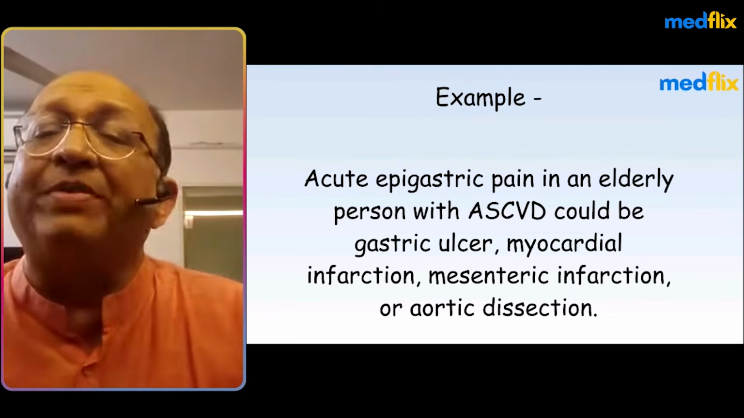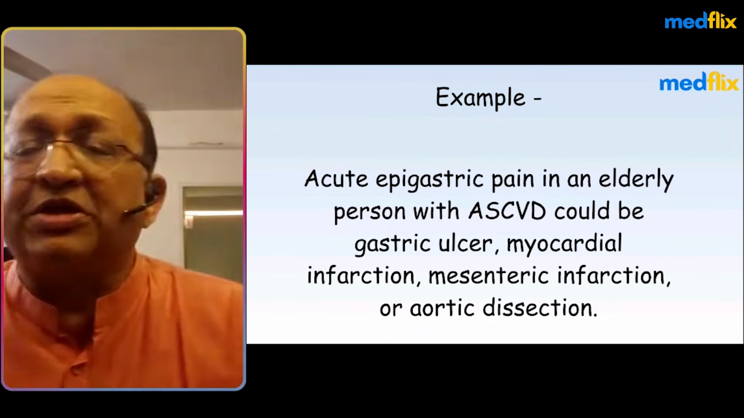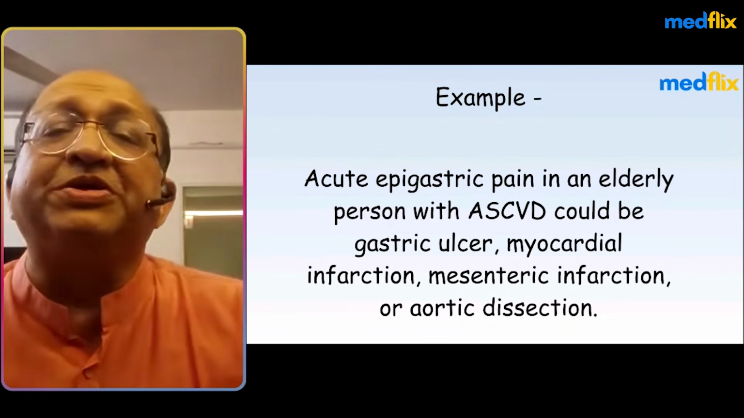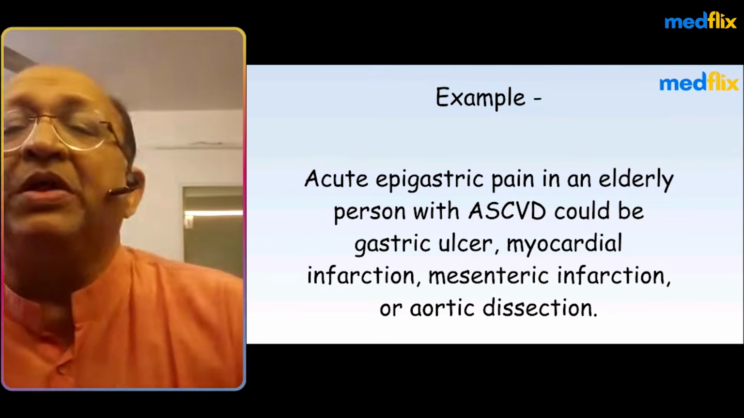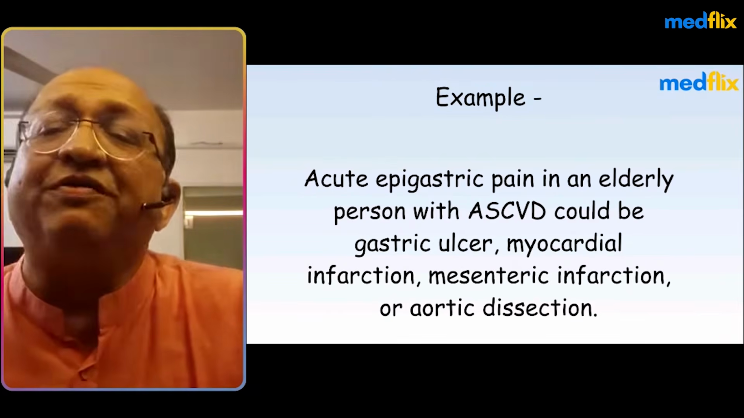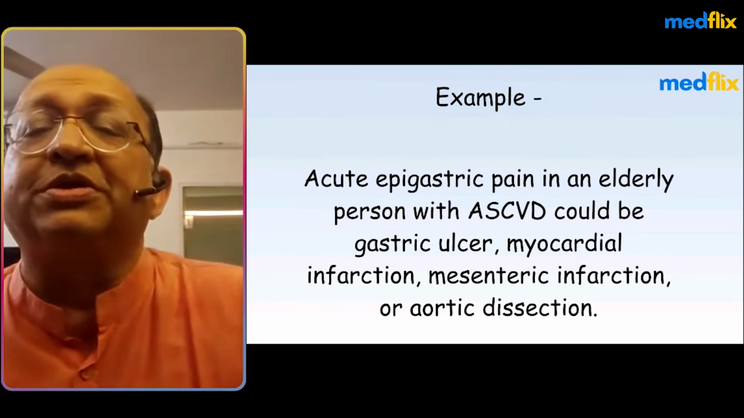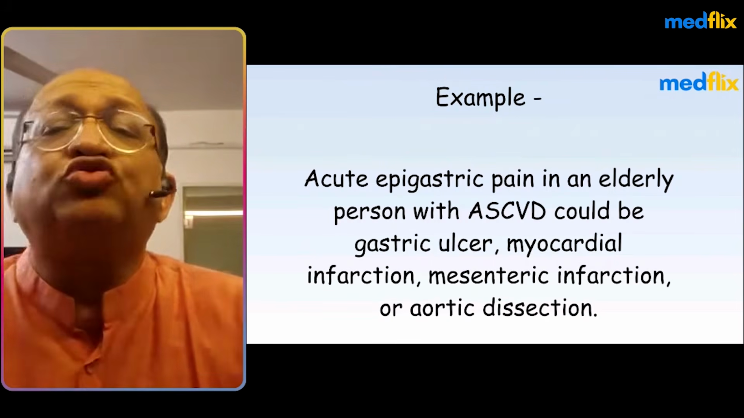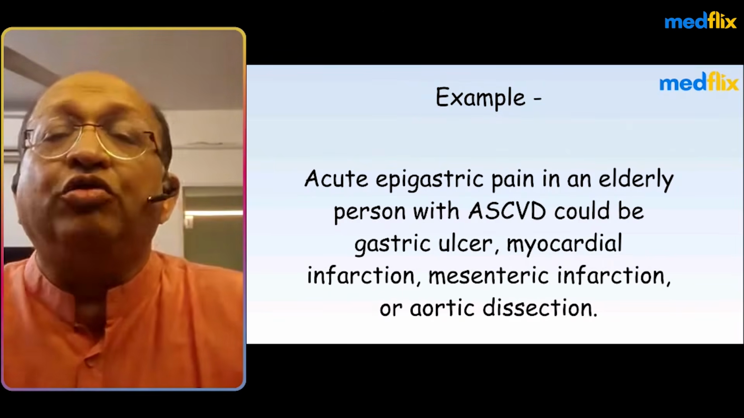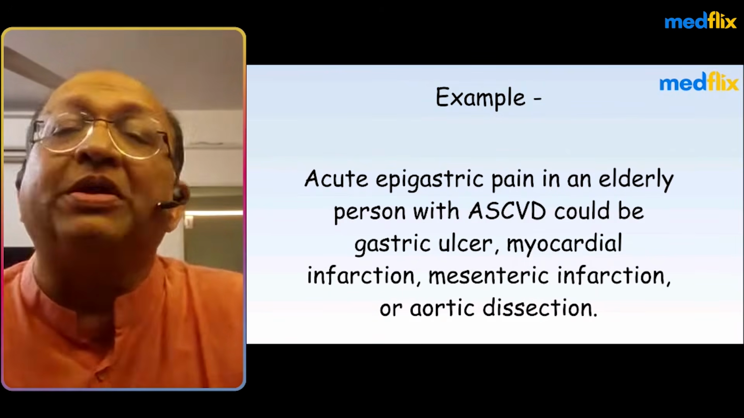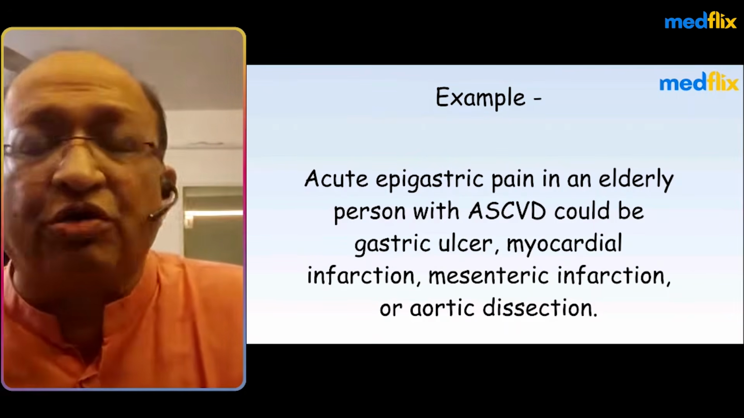Now, acute epigastric pain in an elderly person who is a known case of atherosclerotic cardiovascular disease. Now, this acute epigastric pain, this patient may be on aspirin. This could be a gastric ulcer. This patient has ASCVD. Myocardial infarction can present with epigastric pain. This patient can have an acute mesenteric infarction, or this elderly patient may have aortic dissection. Now, there are so many causes of acute epigastric pain in an elderly person. Your first thought should be to the commoner cause. Aortic dissection is the least common of these causes.